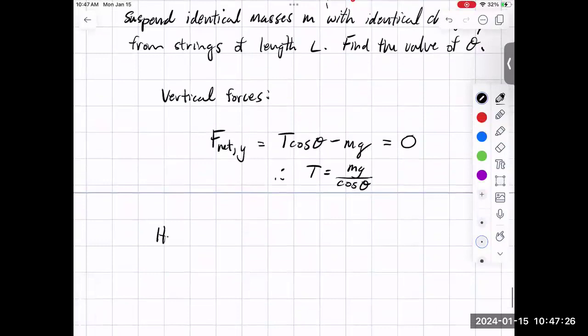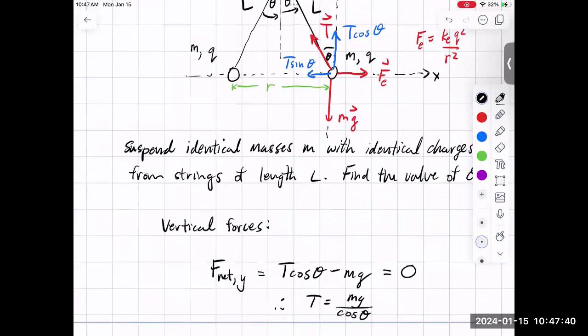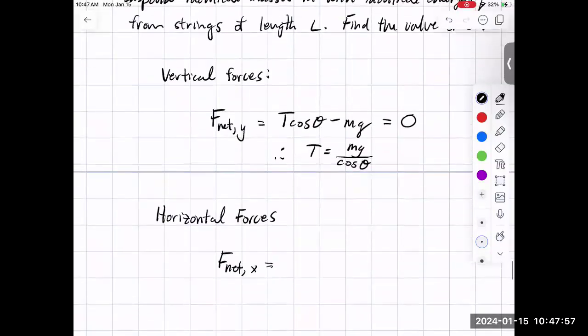Let's do the horizontal. So F net in the x direction. Well, what do we have in the x direction? We have the electrostatic force along positive x. That's kq squared divided by r squared. And we have the horizontal component of the tension, T sine theta, that's in the negative x direction. So we have Coulomb's law, and then we have minus T sine theta.